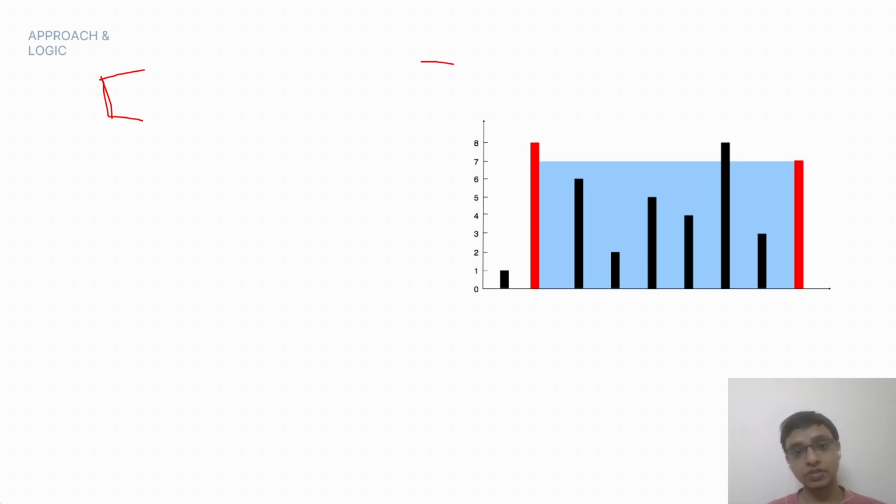So this example says that we have 1, 8, 6, 2, 5, 4, 8 again, 3, and then 7. So we have to find the maximum water contained between the two heights.